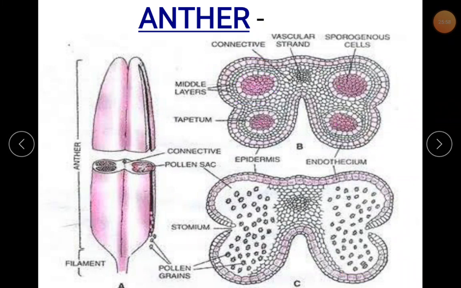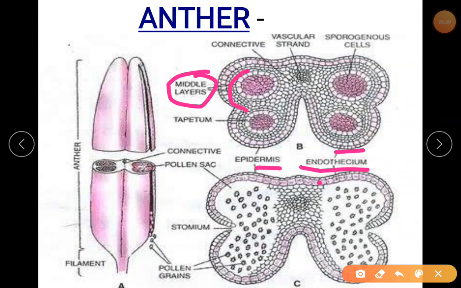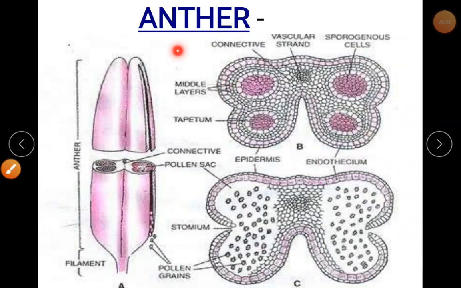And followed by that, you can see 3 to 4 layers of thin or small sized cells. Then a pink layer again, which we call the endothecium, and the outermost, again a very thin and small sized layer of cells, is the epidermis. Here they have labeled the endothecium, and the epidermis is the outermost. The middle layers, as I told you just now, are these 3 or 4 small layers.